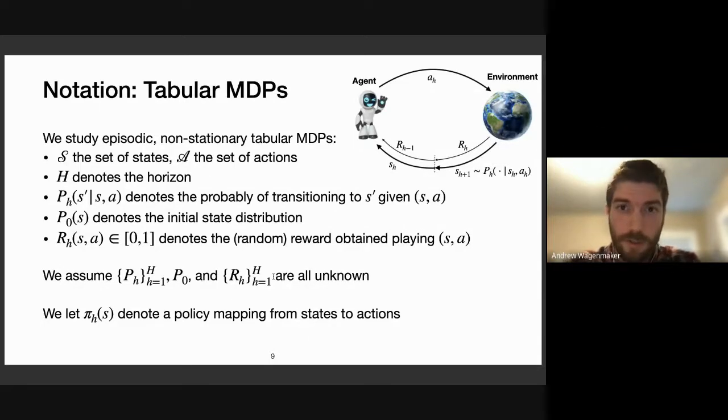And just for another notational thing, we're going to let pi in general refer to policies. It's just a mapping from states to actions. So this is the basic setup, pretty standard online episodic RL.